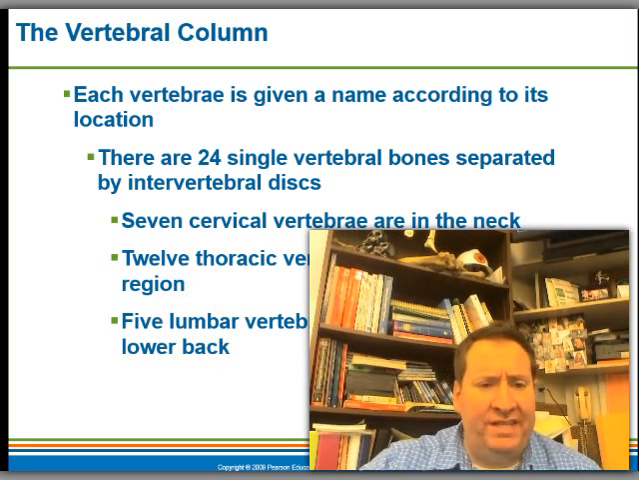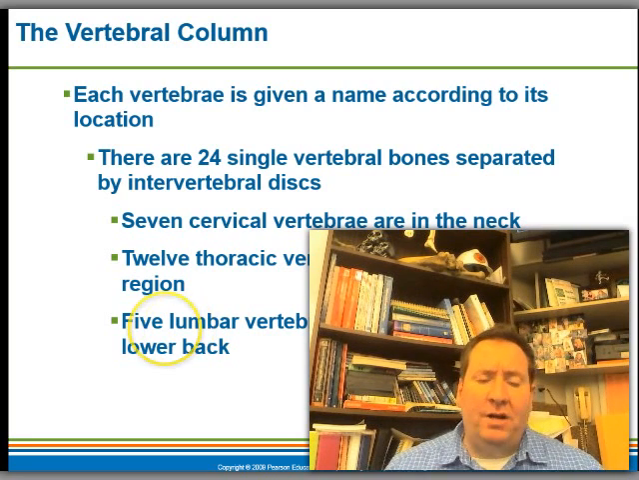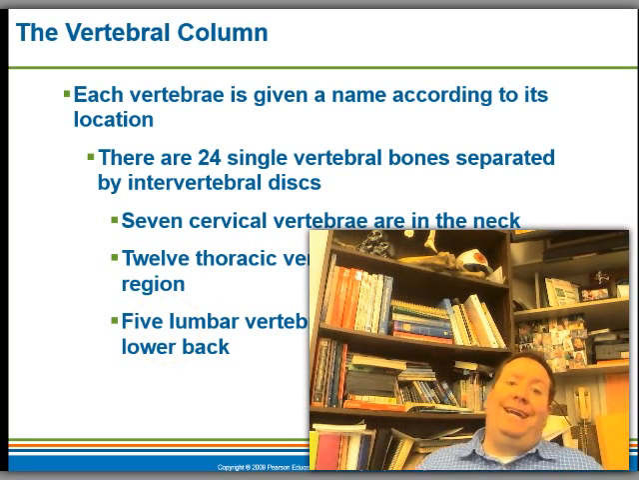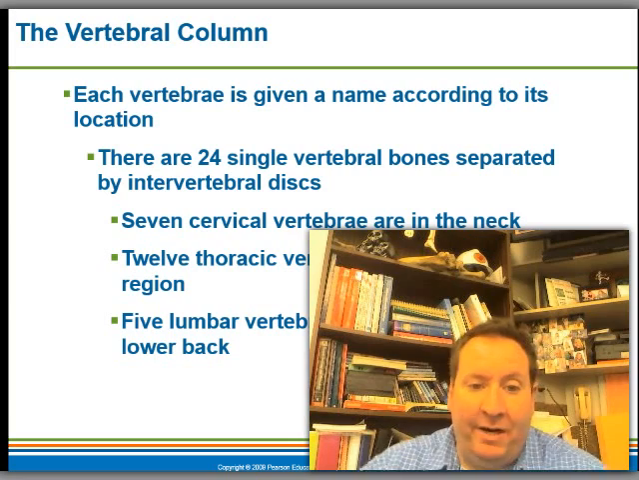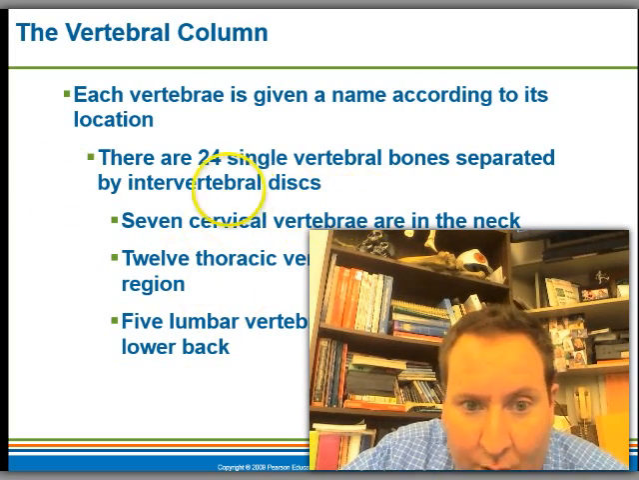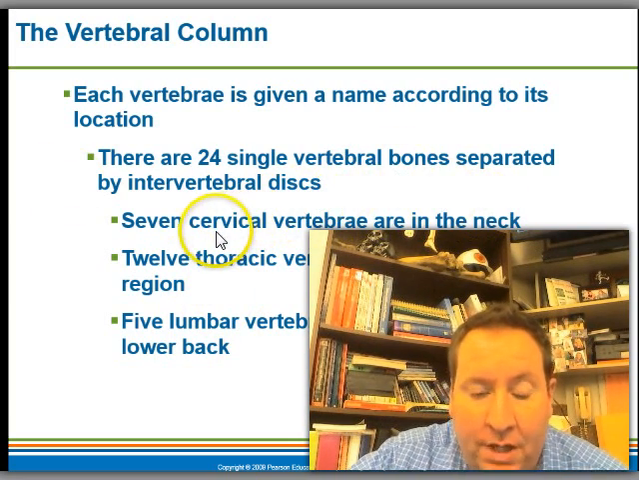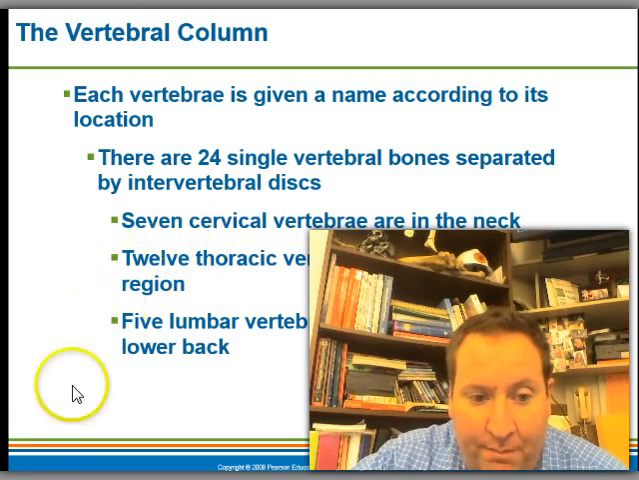In class, remember when we did the bone detectives, we talked a little bit about eating breakfast at 7 o'clock, eating lunch at 12 o'clock, and then eating dinner at 5 o'clock. So 7, 12, 5 are the key numbers to remember when we take a look at the cervical, thoracic, and lumbar vertebrae.